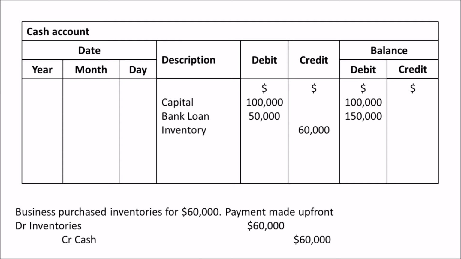Let's calculate the balance. Before this transaction, the cash balance is $150,000. Now it decreased by $60,000 due to the purchase of inventory. The new balance is $90,000. Please note that for debit nature accounts, the balance figure is always in the debit column, and for credit nature accounts, the balance figure is always in the credit column.